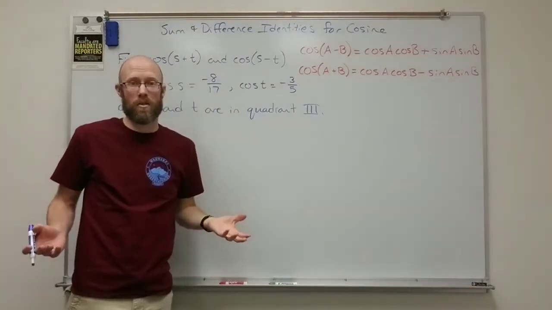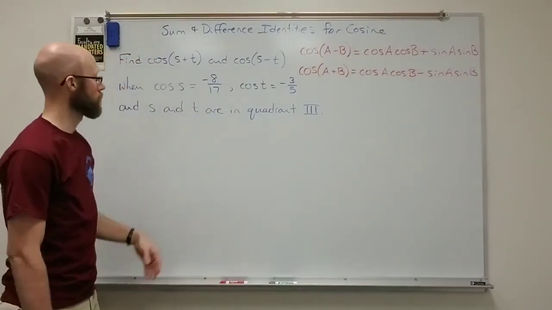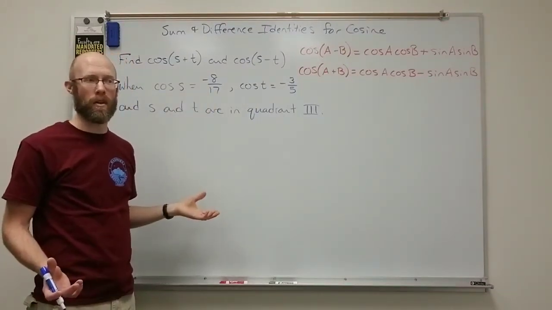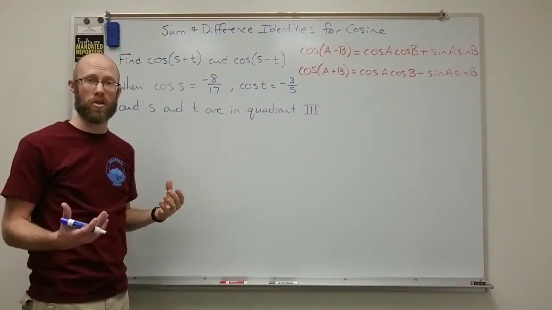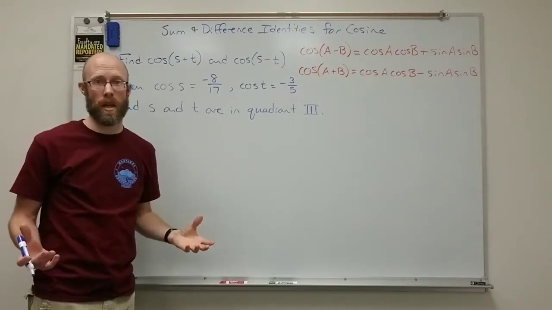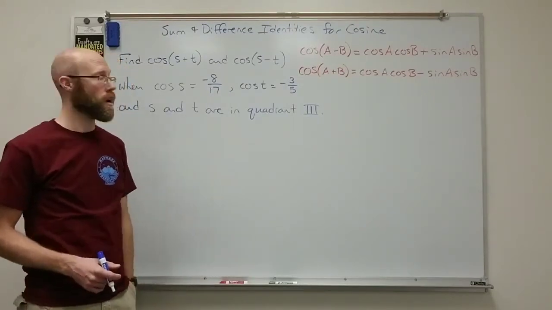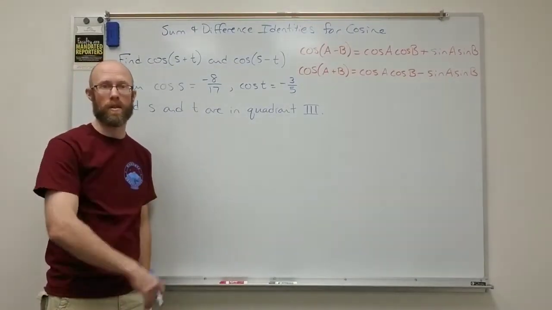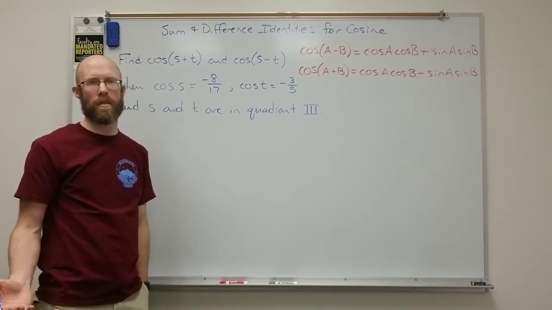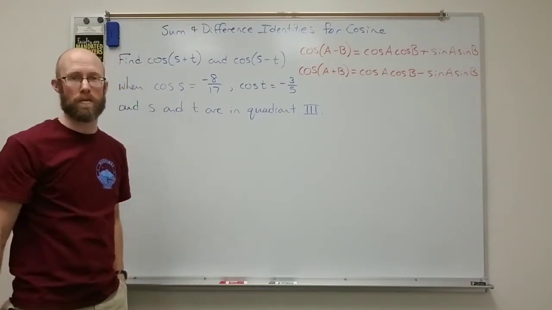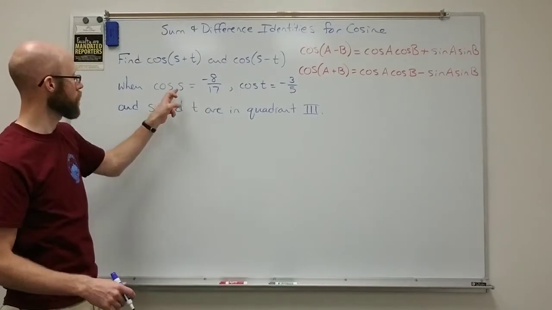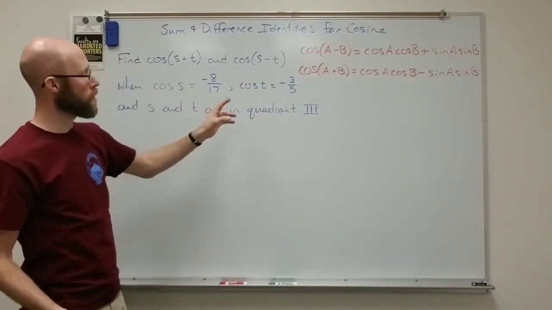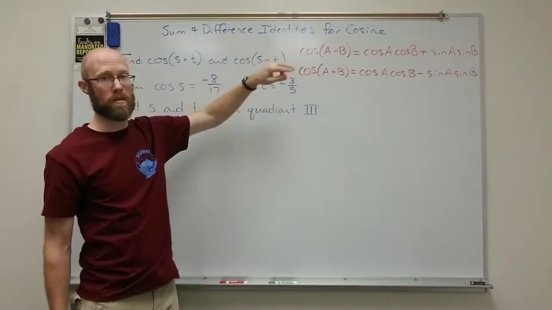Now I don't know what these angles are, no idea. I could find them using an inverse cosine, but I don't want to deal with a bunch of decimals. I can actually solve this without knowing s and t. They may be really ugly decimal radians or decimal degrees, we'd have to do some rounding and it just becomes a mess. So if we can solve this without figuring out the angles, just knowing they're in quadrant 3, that's ideal. We're going to be able to do that using these two formulas, okay?